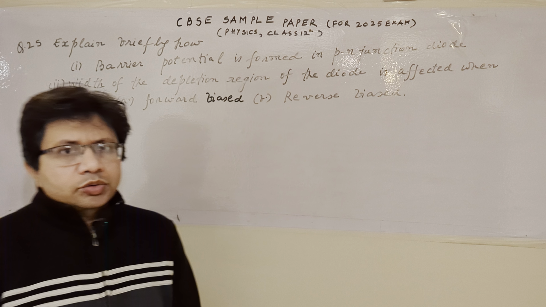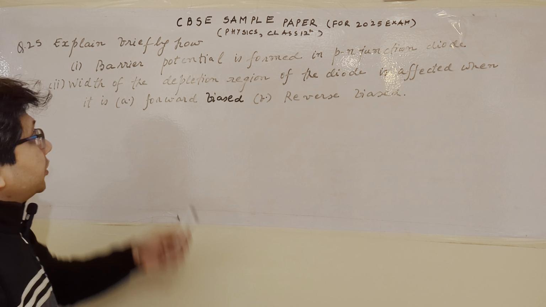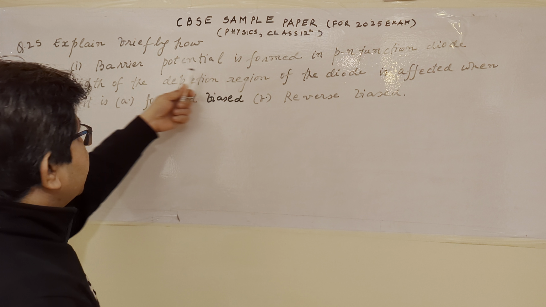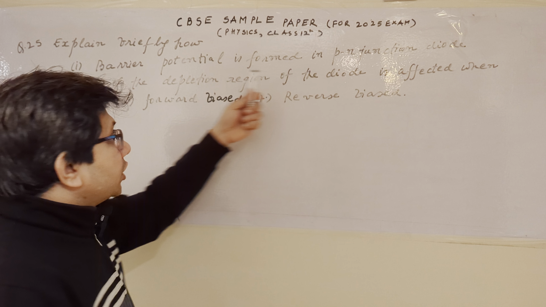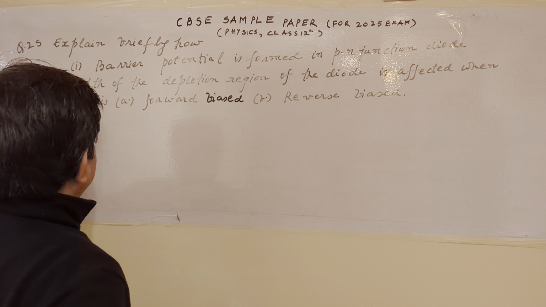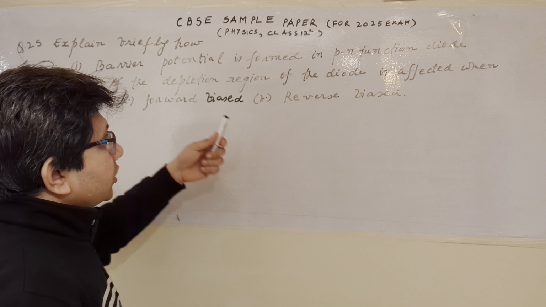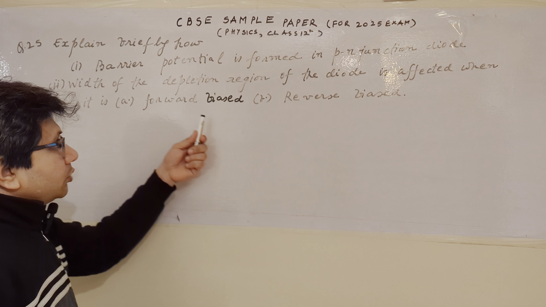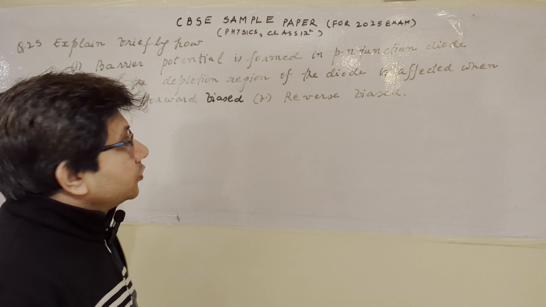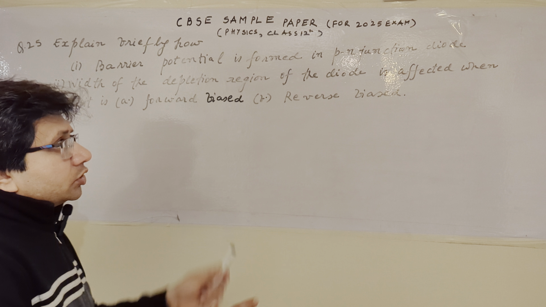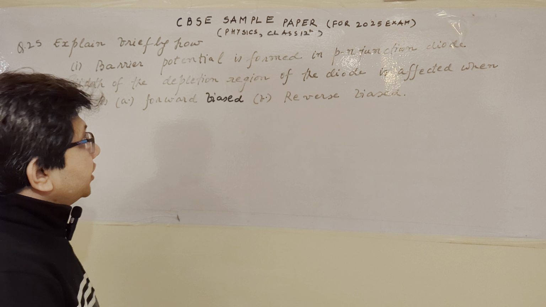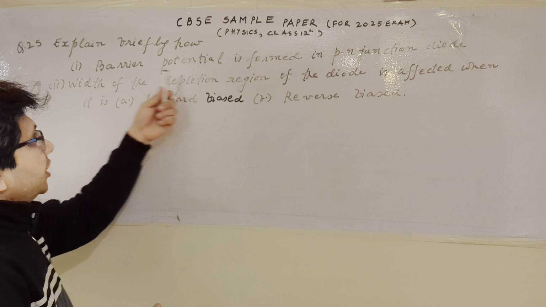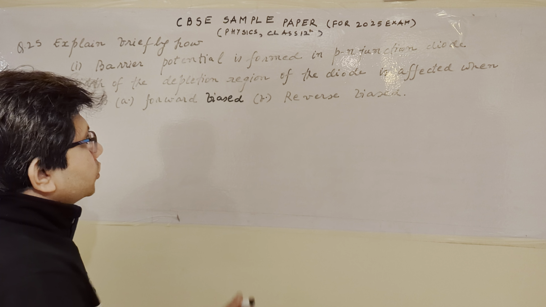Hope you're doing well. Now the question is, explain briefly how (part 1) barrier potential is formed in a PN junction diode, and (part 2) how the width of the depletion region of the diode is affected when (part A) forward biased and (part B) reverse biased. So the problem is based on the topic PN junction diode, and in particular how the barrier potential is formed.